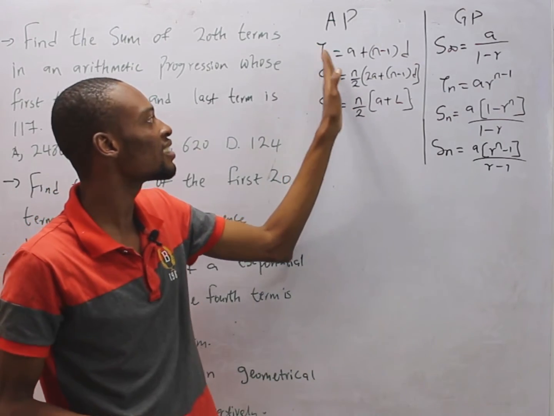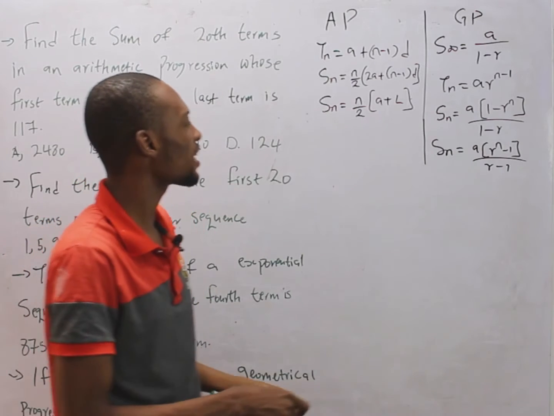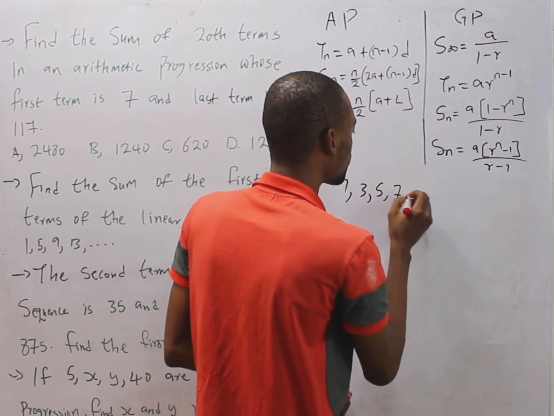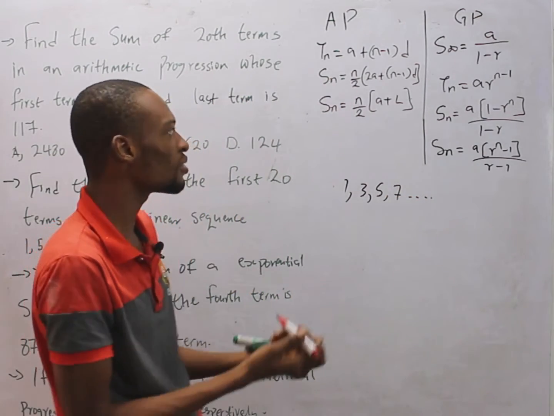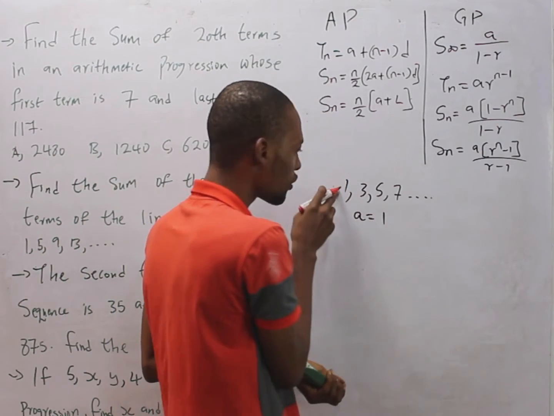Now the first formula here is Tn. It means nth term. What is the nth term? If I give you something like this, 1, 3, 5, 7, and so on, the first term is the first number, so we refer to it as A. A is equal to 1. That is the first number here.